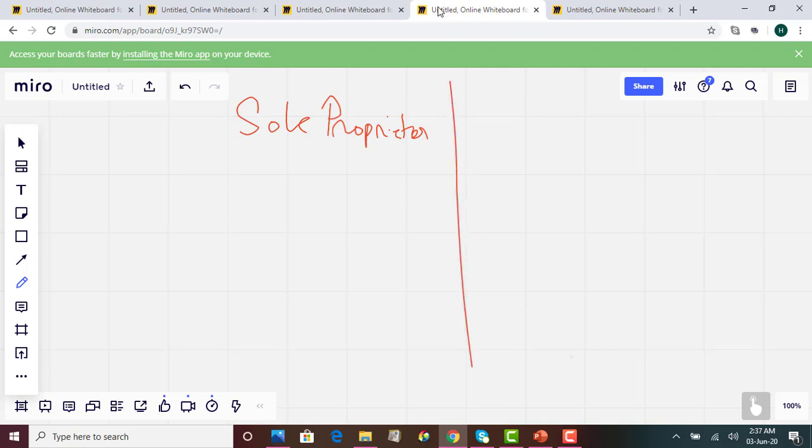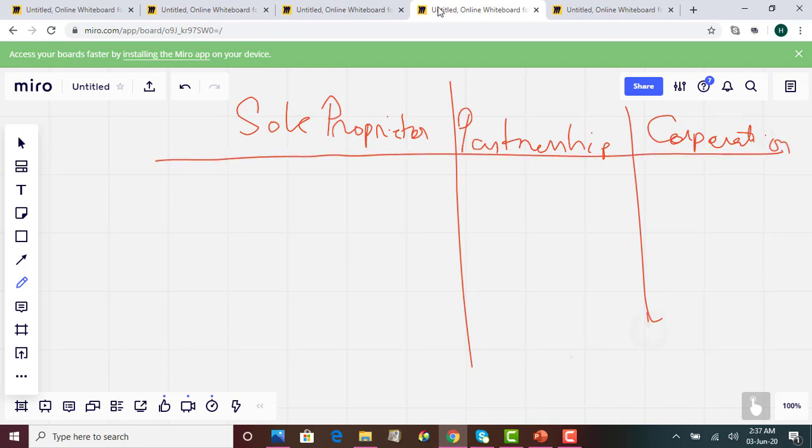Okay. Second one is partnership. And third one is corporation. Now we look at the different characteristics and which characteristics qualify for each of the structures. Okay, first one is easy to organize. That's the advantage, easy to organize.